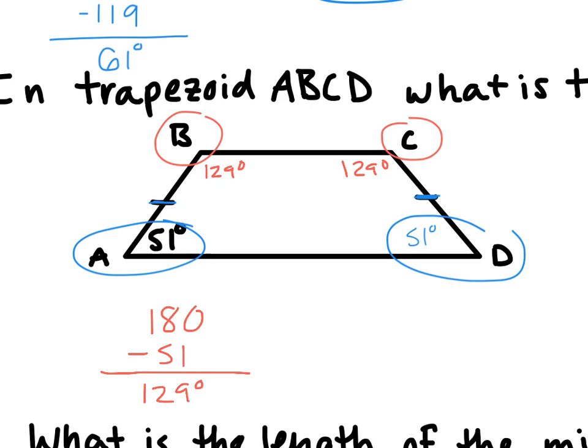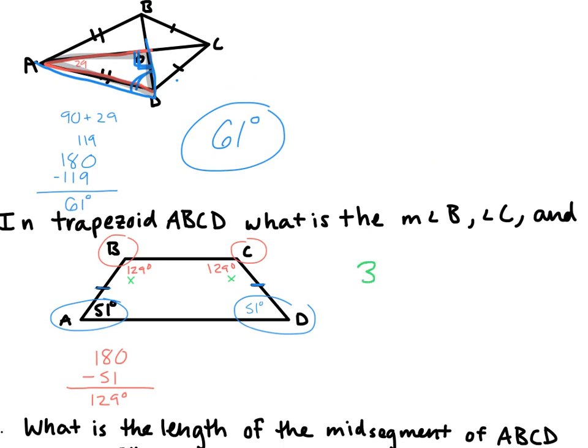That's a good way to think of it too, because B and C are the same thing, so we can call them both x. We know all four of these angles are going to add up to 360. So if we add x plus x plus 51 plus 51, we'll get 360. Why did they equal 360? Right, because it's a quadrilateral. There's four sides, so the interior angles are going to equal 360. So we have 102 plus 2x is equal to 360.